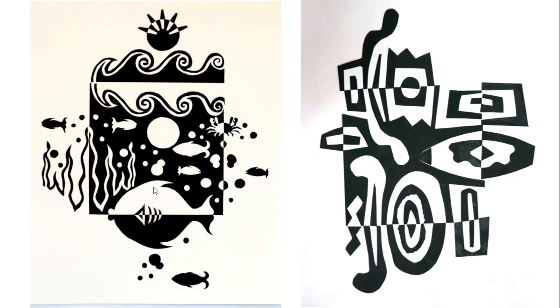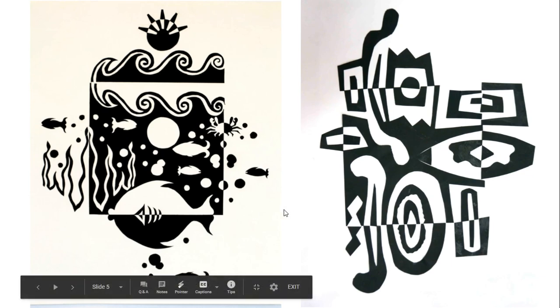Here's an example of a Noa tan collage that is asymmetrical. Notice this side is different than this side. The top is different than the bottom.